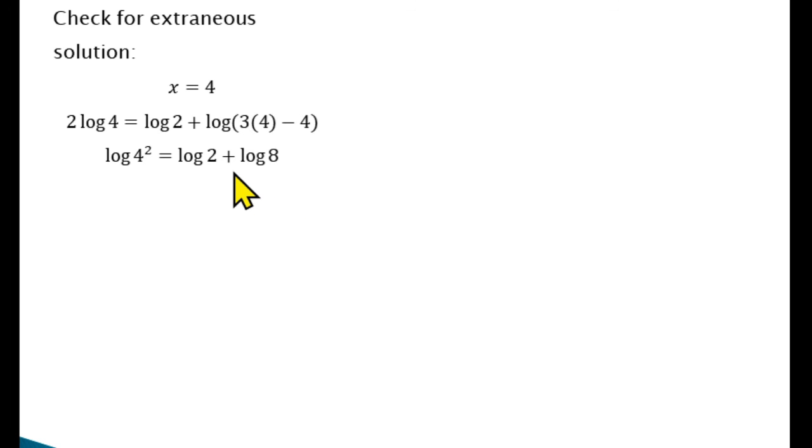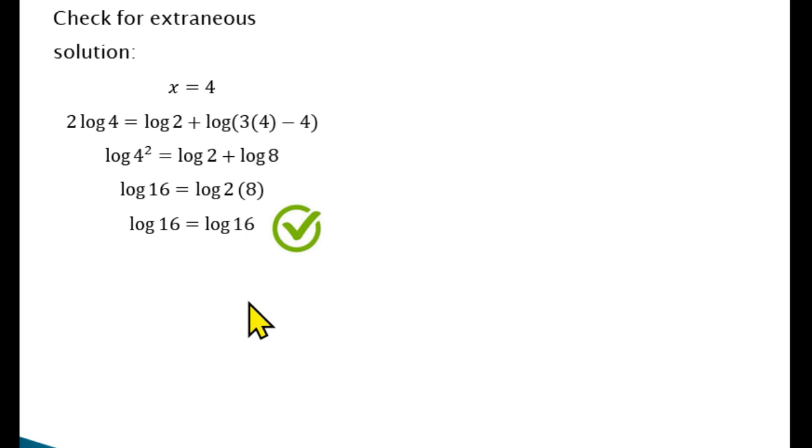Now we have an addition. Applying our first law, this becomes the logarithm of 4 squared, that is 16, equals the logarithm of 2 times 8. Our addition becomes multiplication. So you have the logarithm of 16 equals the logarithm of 2 times 8, which is 16. So we have satisfied our logarithmic equation.